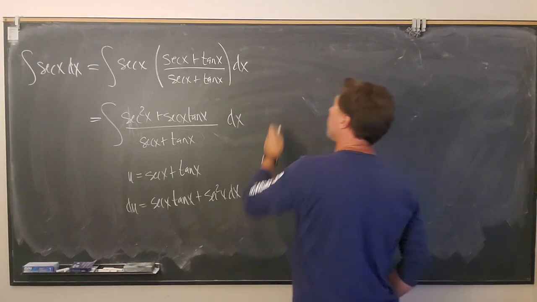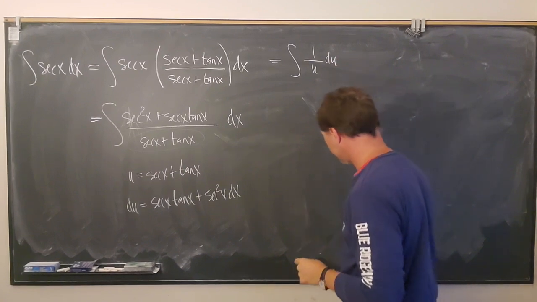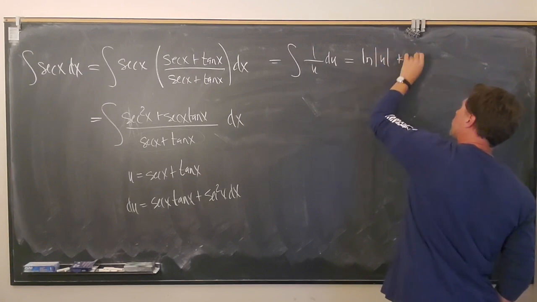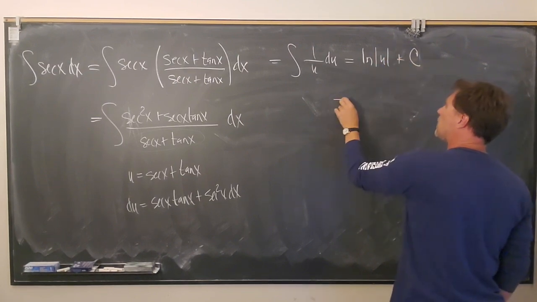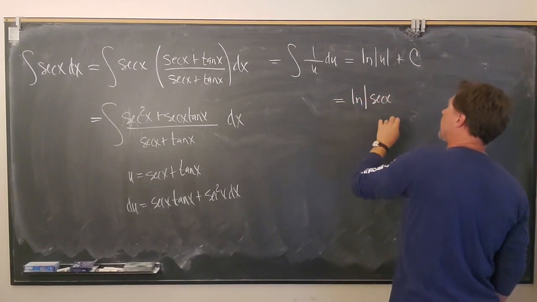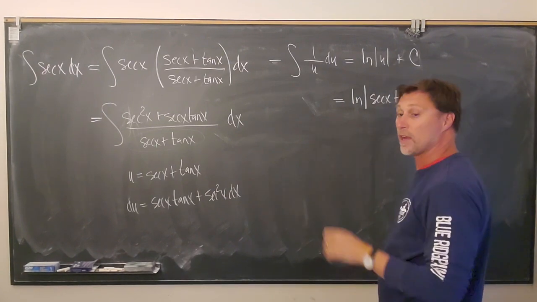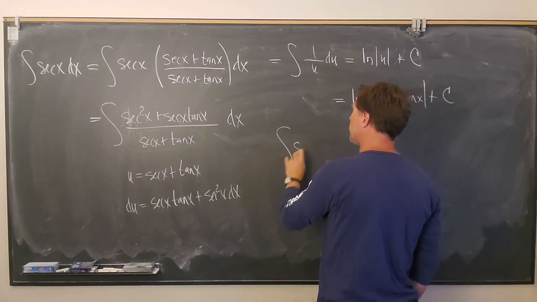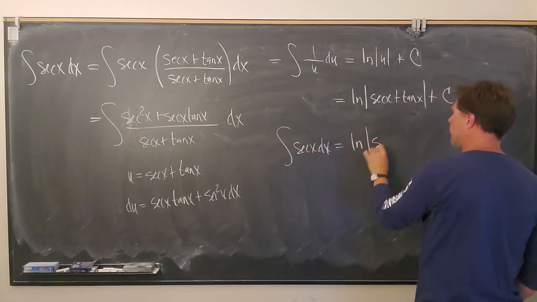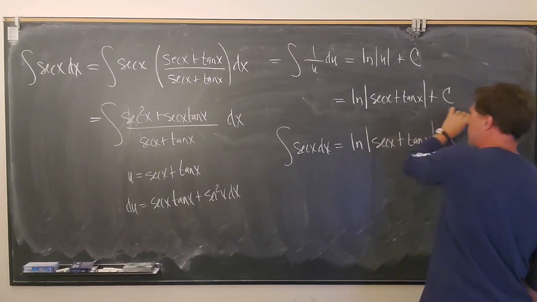Which means that we've converted our integral into the integral of 1 over u du. That's equal to natural log absolute value of u plus c. And when we substitute back, what we'll get is natural log absolute value secant x plus tangent x plus c. So let's write that down, and this is another one that you want to memorize. The integral of secant x is equal to natural log absolute value secant x plus tangent x plus c.